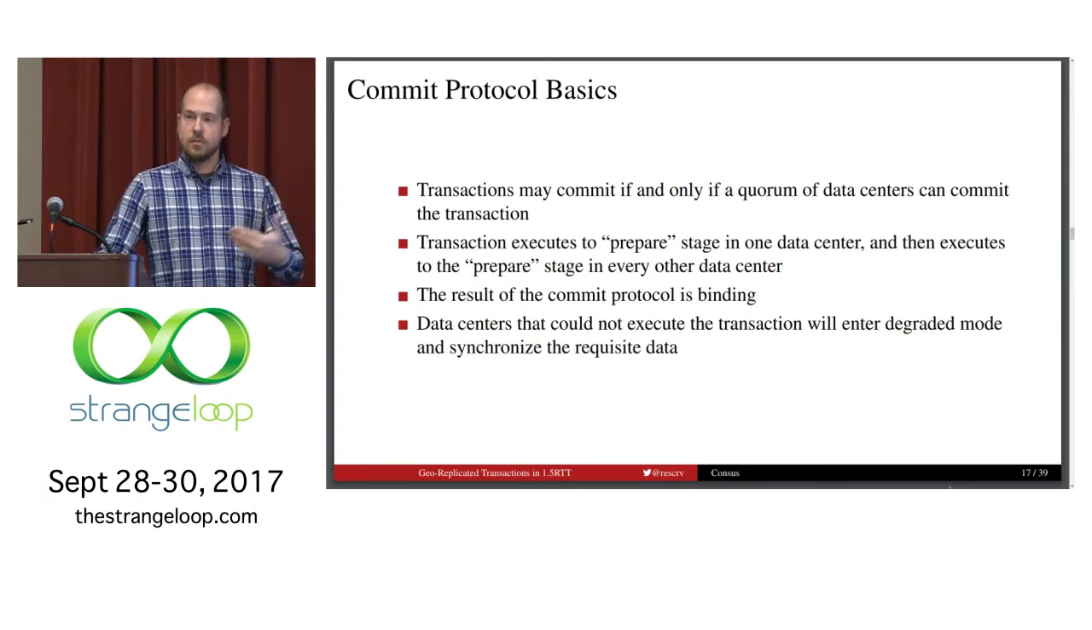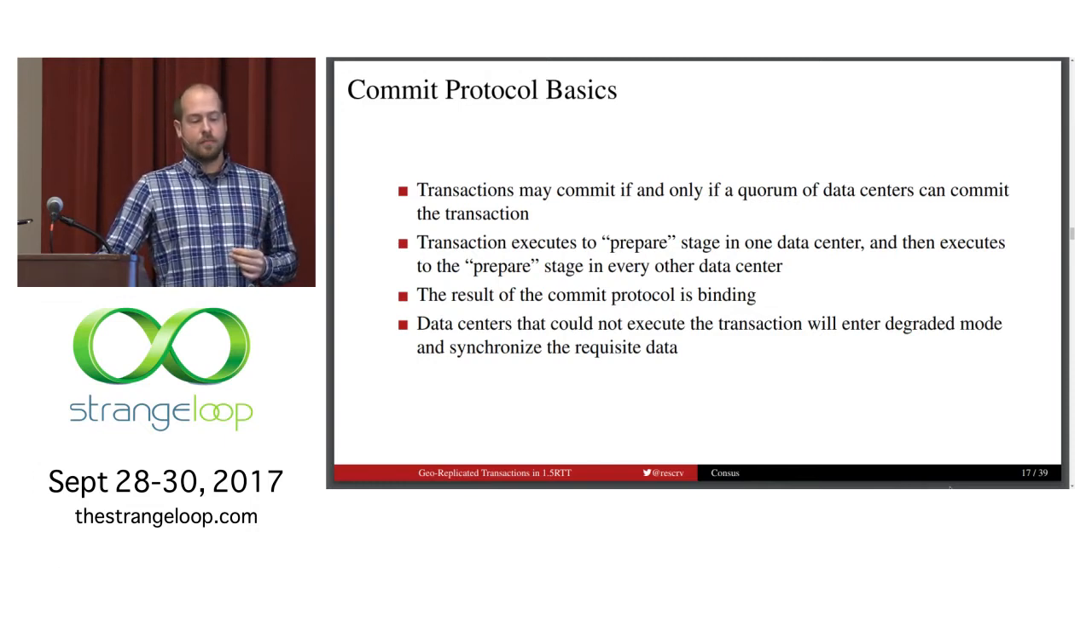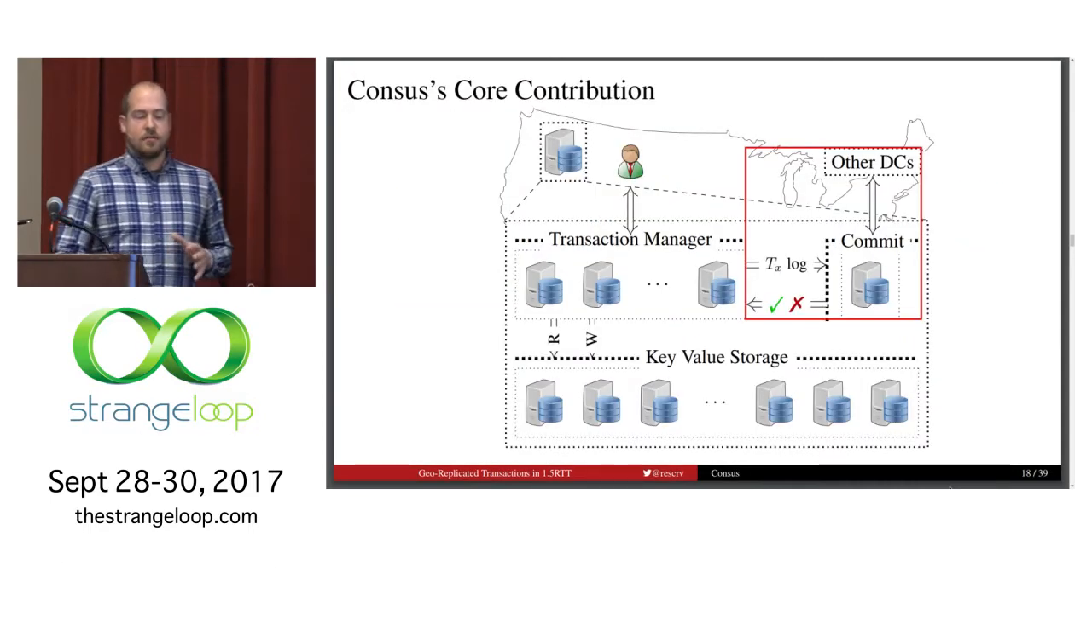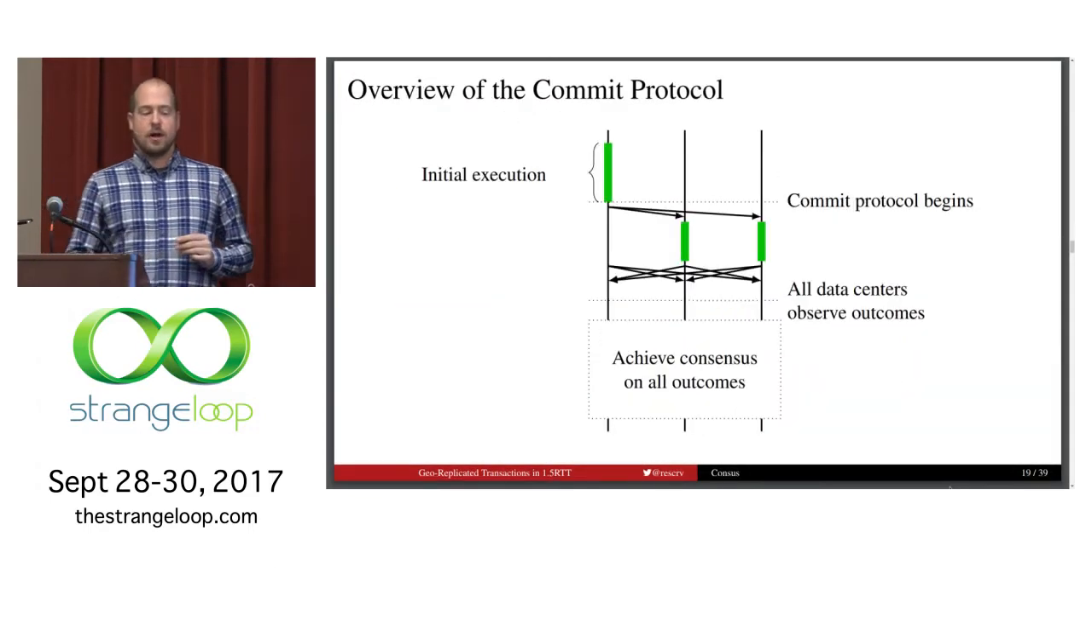Like I said, we're going to execute up to the prepare stage, run the commit protocol, and then actually accept the results of the commit protocol and make them persistent. And data centers that fail to execute a transaction will synchronize behind the scenes to apply transactions that they missed. This can be done lazily, it can be done proactively, and it can actually be done using the commit protocol itself. There are details about that I can point you to in the paper. So like I said, today we're only talking about this red box.